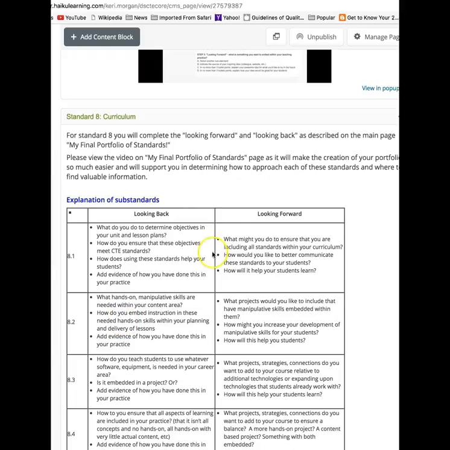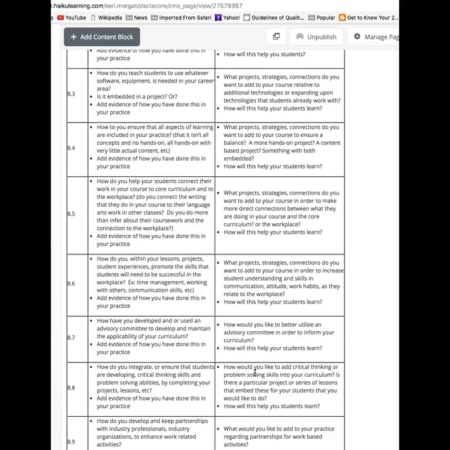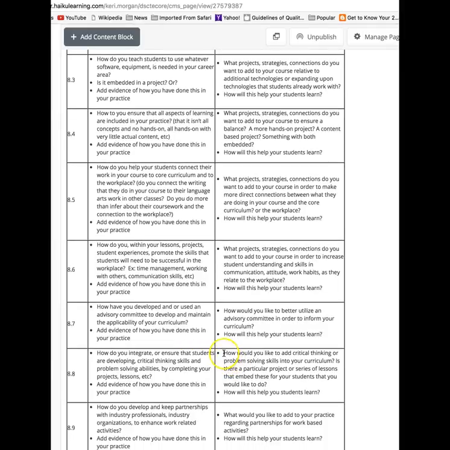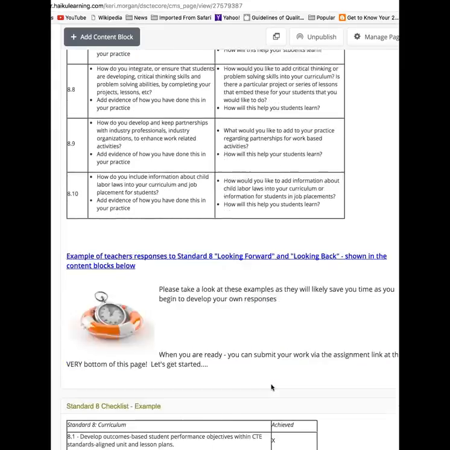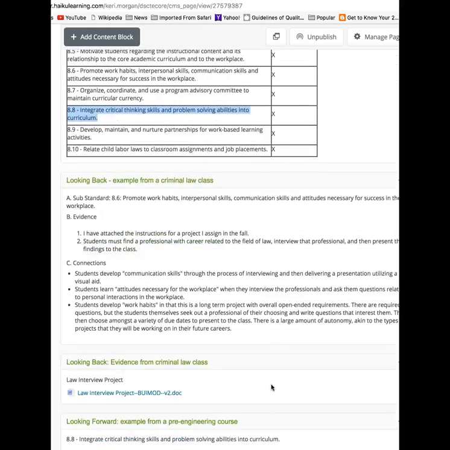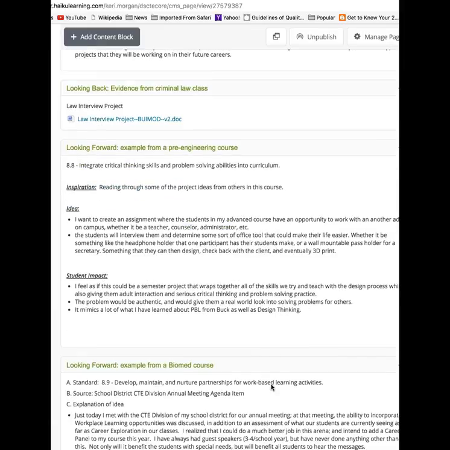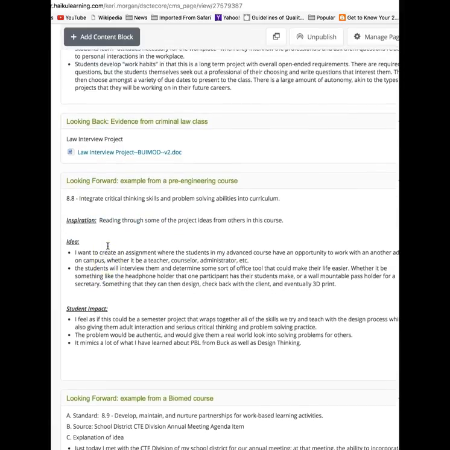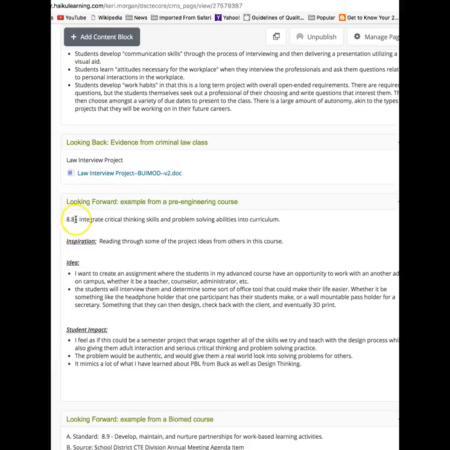So notice, looking forward, here's questions for each one, and I said that I have something I want to do that connects to 8.8. How would I like to add critical thinking or problem solving skills into my curriculum? Is there a project or some lessons that I want to do that I think will really help students with that? And then how will it help the students? Oh, okay, great. So here I go. Looking forward, again, you probably won't have these titles. There's two examples here, so let's just look at this one.